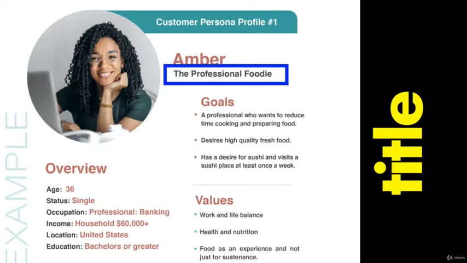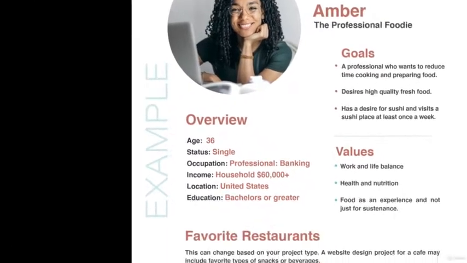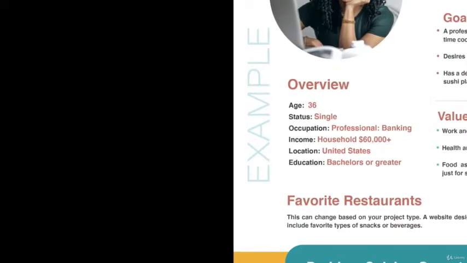In this case, it's the professional foodie. So she just loves to go out and write about food experiences. She loves food, but it may or may not be an actual title. It could just be a personality type. So I like to list some general facts. She has an age. She's 36. She's single. Her occupation, she's in banking, and she makes a pretty decent income.